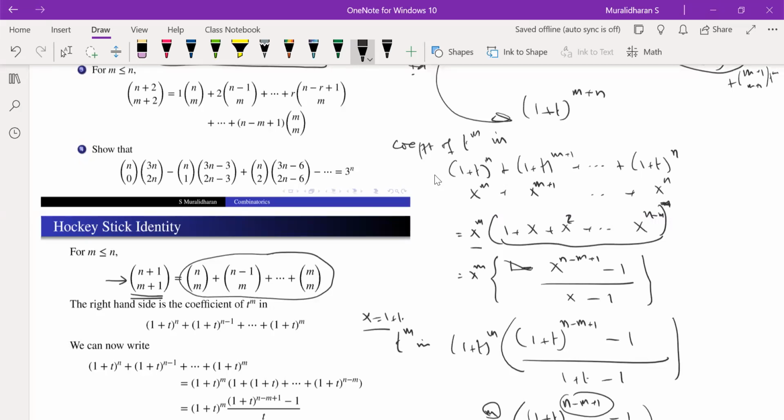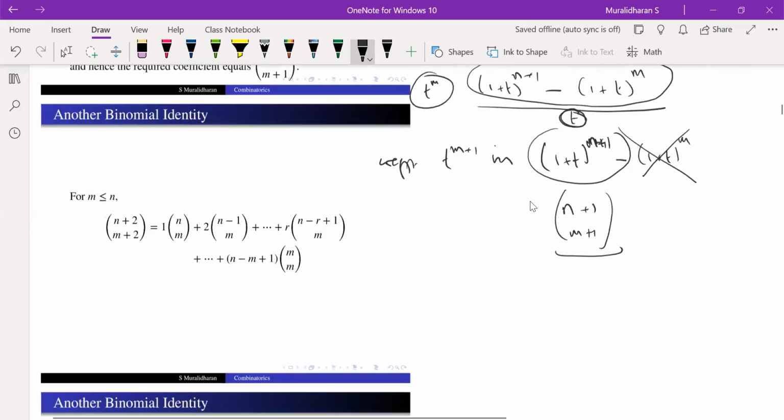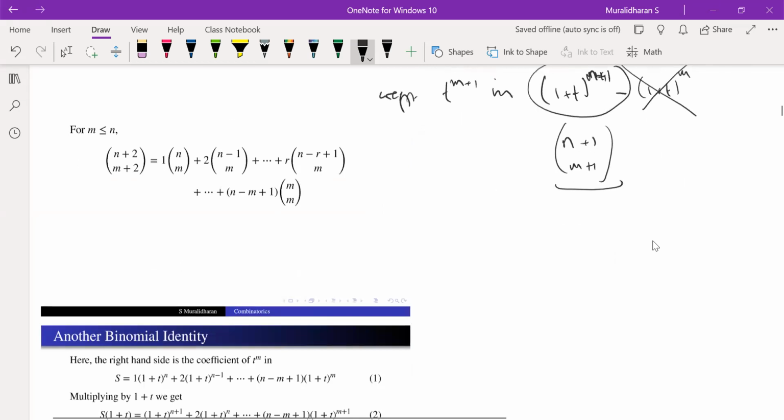Okay. Let me show you one more example. The same thing. Let's look at this for instance. So I have 1 into n choose m, plus 2 into n minus 1 choose m, plus r into n minus r plus 1 choose m, and n minus m plus 1 into m choose m.